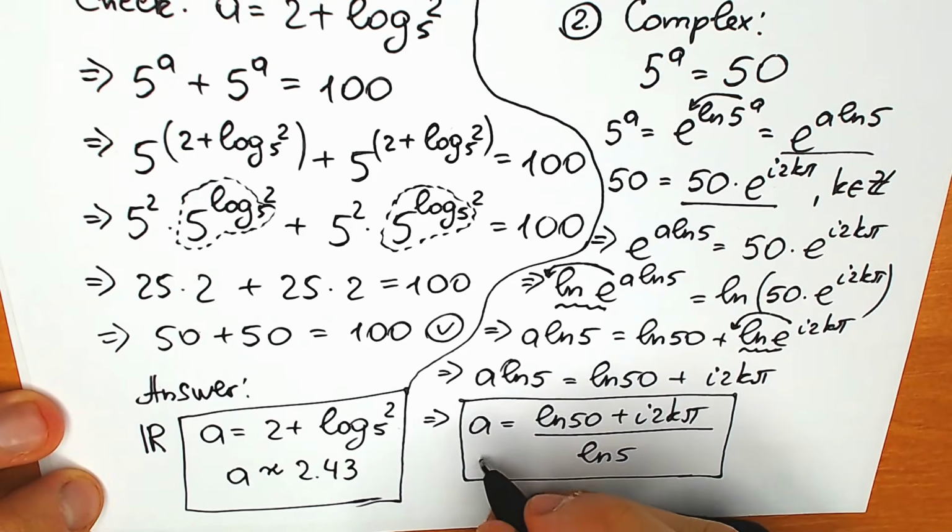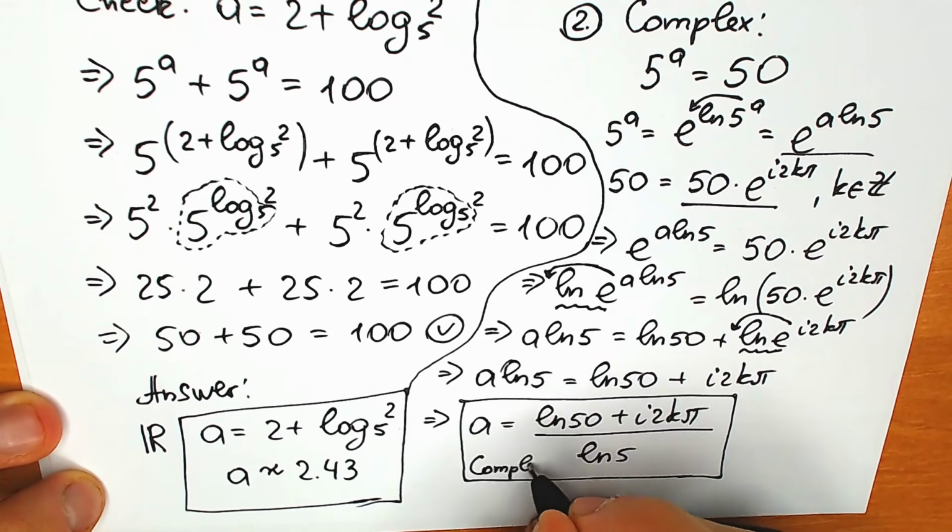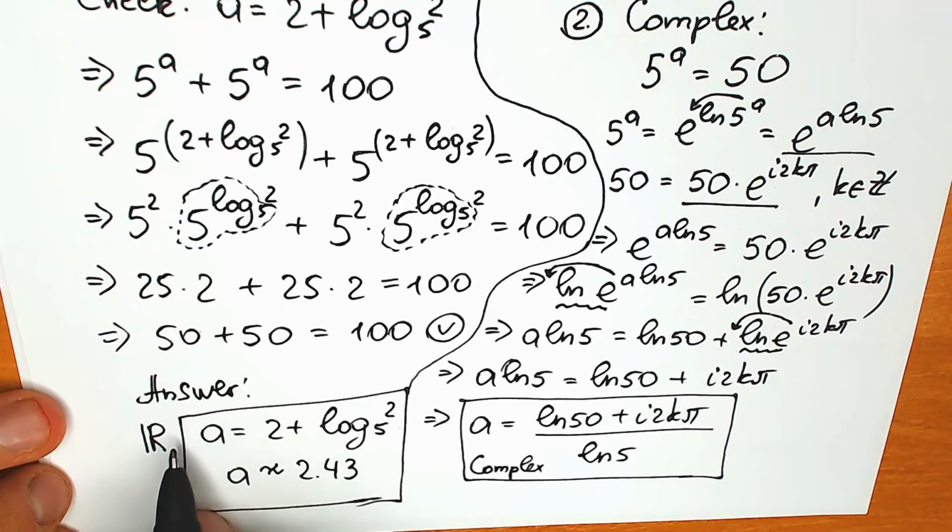So this is our real number root right here. This is our complex root.